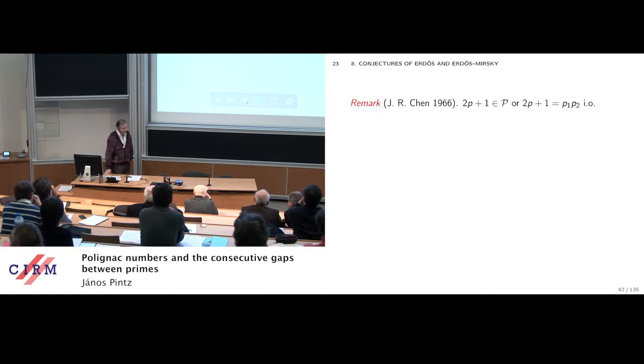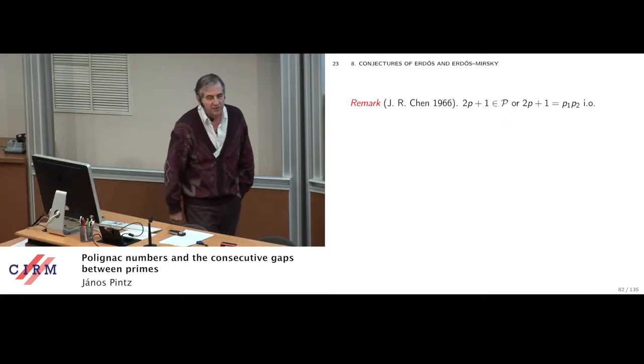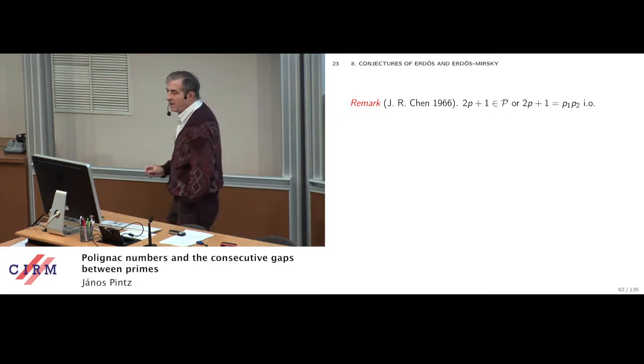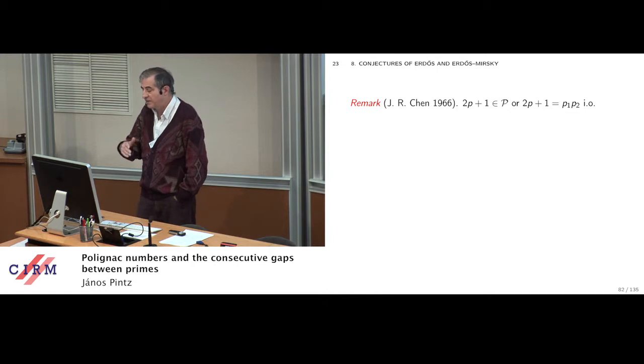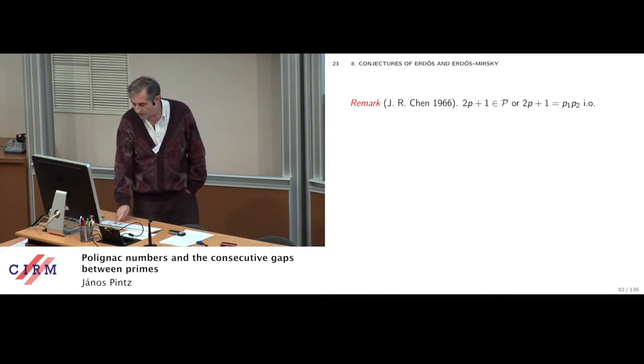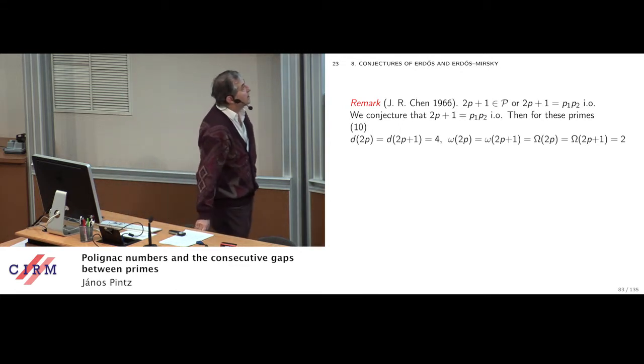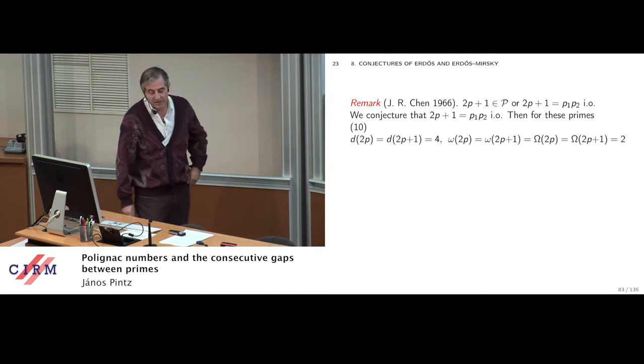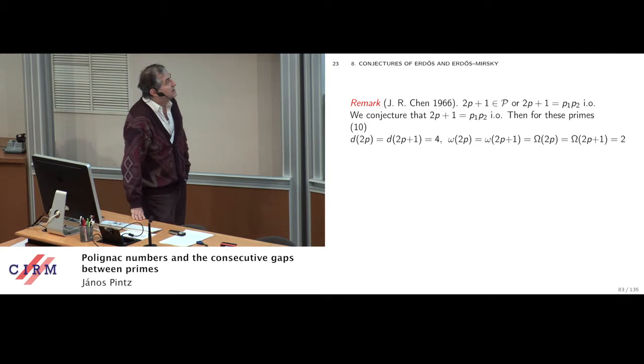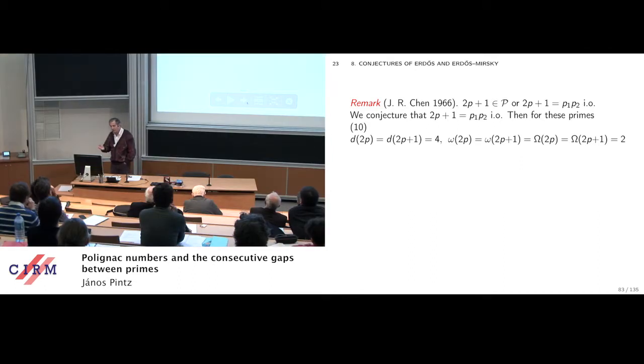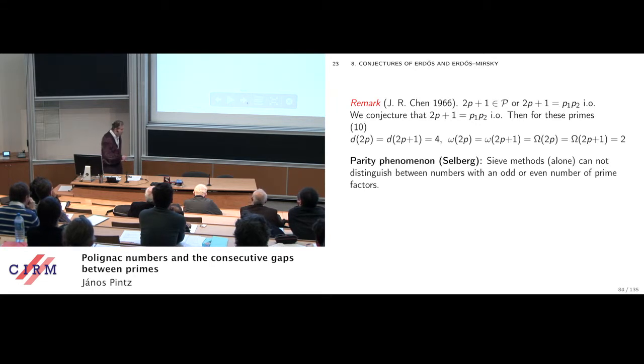If we consider, for example, the result of Chen, then a version of the result of Chen can be written in such a way that 2p plus 1 is either a prime or a product of 2 primes. We believe that both possibilities occur infinitely often, and if the second possibility occurs infinitely often, then clearly 2p and 2p plus 1 satisfy these relations. So we have not only the same value of the divisor function and the omega function for consecutive arguments, but even simultaneously we can have, for the same numbers, d, omega and capital omega equal.